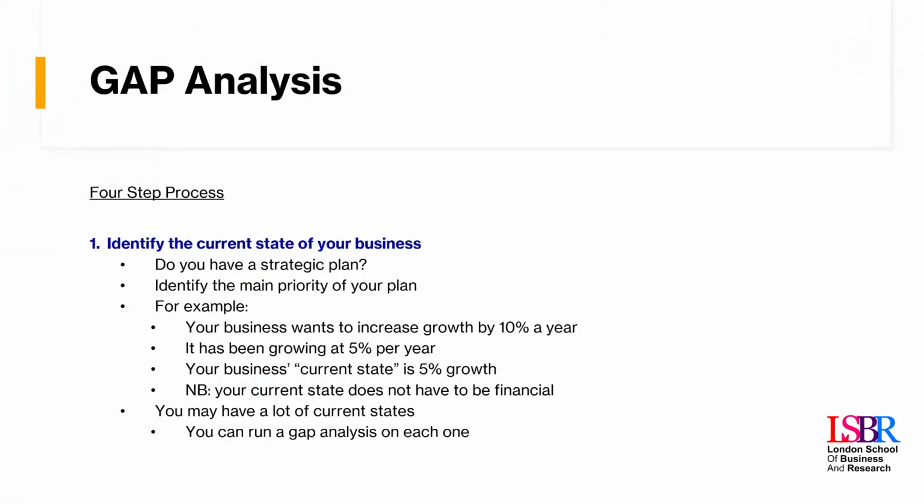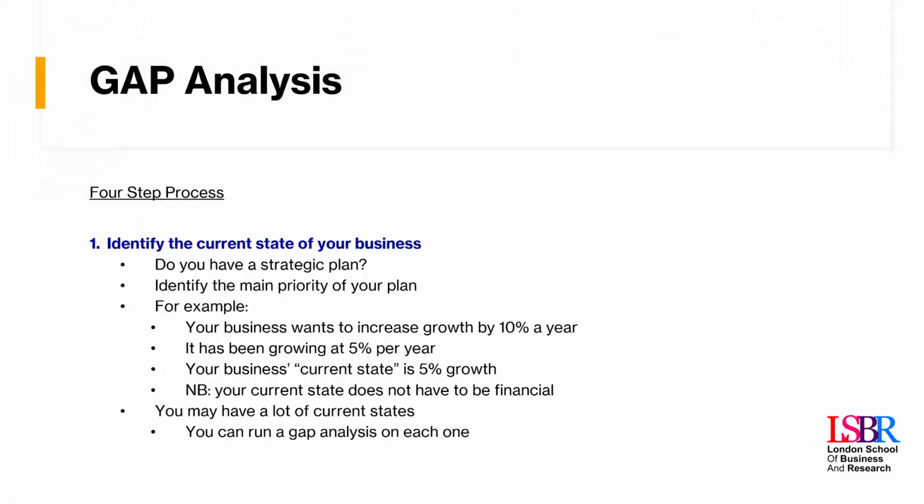So again, it's a 4-step process to gap analysis. Step 1 is identifying the current state of your business. What is your strategic plan? What's the main priority of that plan? What do you want to do? What are your targets? You might not have a lot of current states, but you might have a few different ones. You might have, today you're good at X, Y, and Z. You're bad at A, B, C. You've got certain targets. So maybe a few different ones that are not related directly.